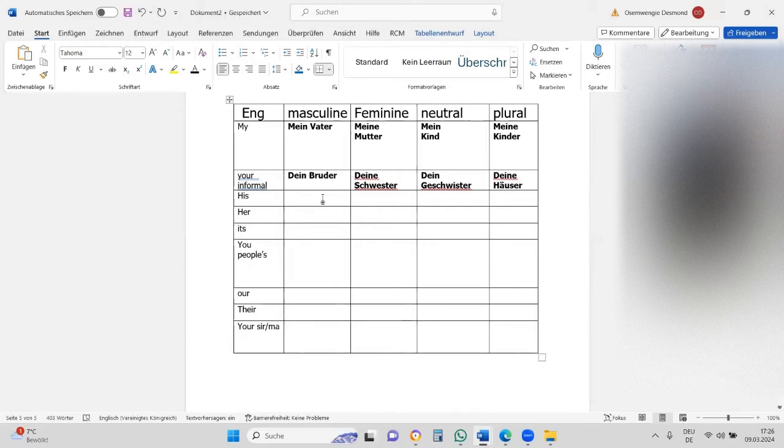Now, what about "his"? That is John's house. Sein Haus ist groß. His house is big. The next example is uncle. Because uncle is masculine, I say John's uncle, sein Onkel. Feminine, seine Tante is auntie.